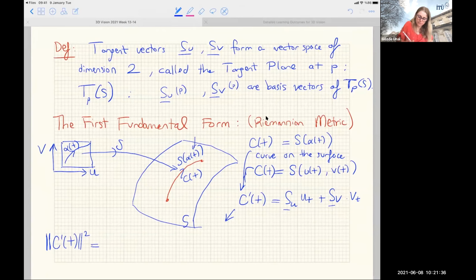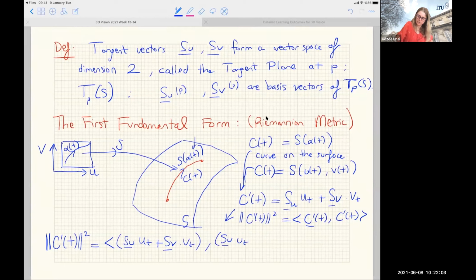Then I would have, let's bring C prime of t. Remember, this is really the inner product of C prime of t with itself. I'm now writing that out. Let's bring my expression, S sub U U prime of t plus S sub V V prime of t, and take its inner product with itself.